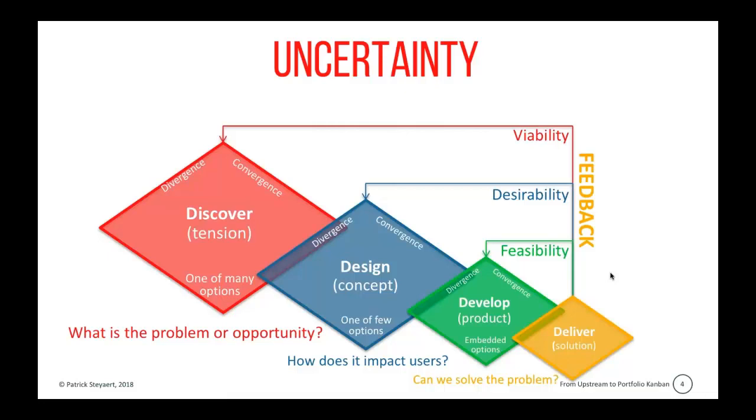There might be an uncertainty around will the users like it? So is it desirable? There might be questions around the feasibility. Can we actually develop the product? Can we actually solve the problem? So by now we've learned that we need to have feedback loops, and preferably short feedback loops, in order to deal with that uncertainty. But certainly we've learned that there is uncertainty.